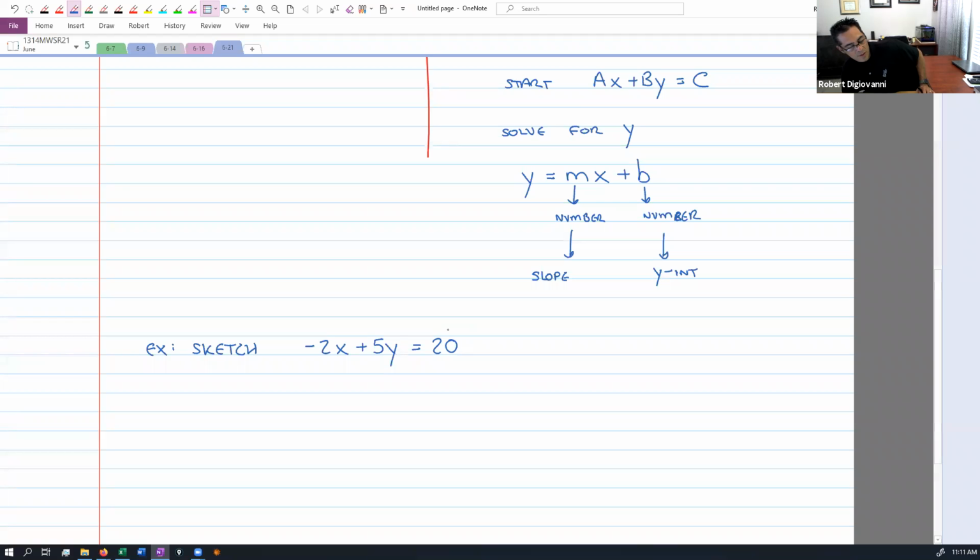So when we look at this, the first thing that we notice is that it is a linear equation in two variables because we have an equals, right? So it's an equation. We have two variables. Both of those variables are raised to the first power, which makes it linear. So we know that we have a line.